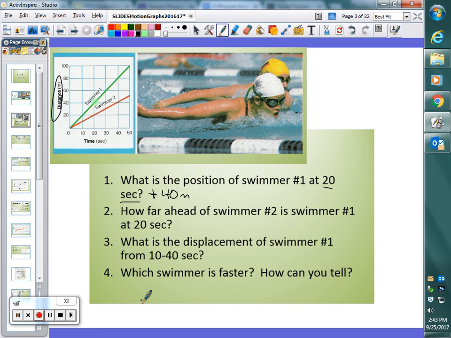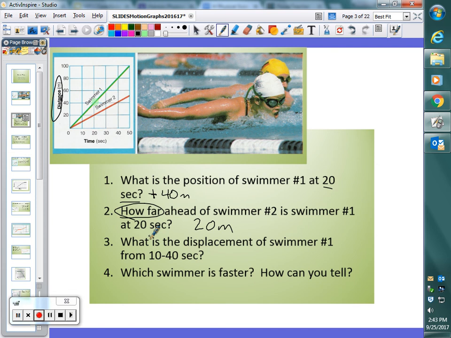Okay? Number 2. How far ahead of swimmer 2 is swimmer 1 at 20 seconds? Now in this case here, what is this question just asking you for? Distance, right? How far? Does that need a positive or a negative? That one's just a distance, right? So a scalar. So you don't need that positive or negative there, right?